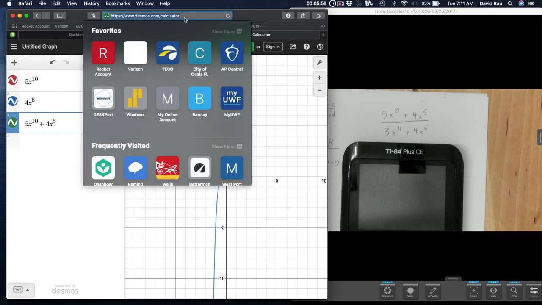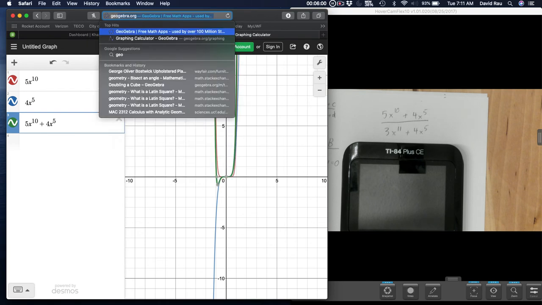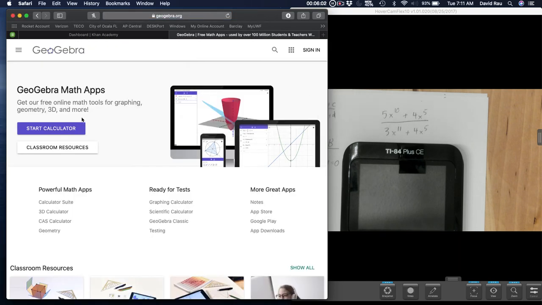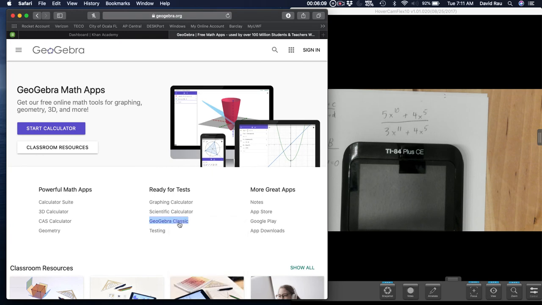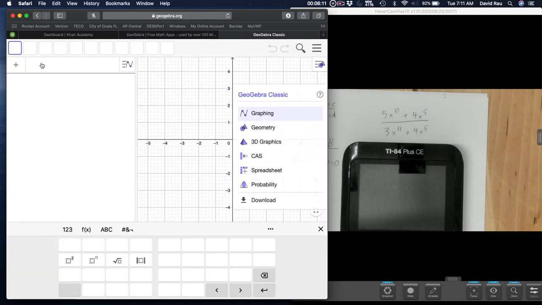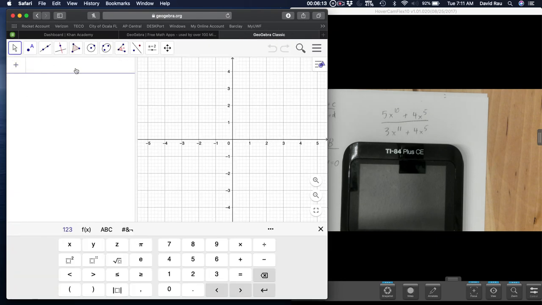Oh, you know what? I need to do this in GeoGebra. GeoGebra has a better slide feature. I'm sorry. Let's see, GeoGebra Classic. Somehow, we're still going to actually get to this assignment, and we're going to do it pretty quickly, too.